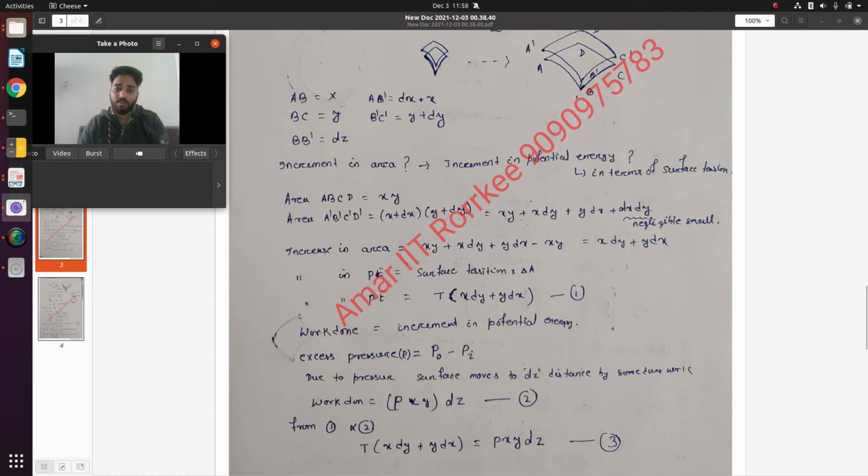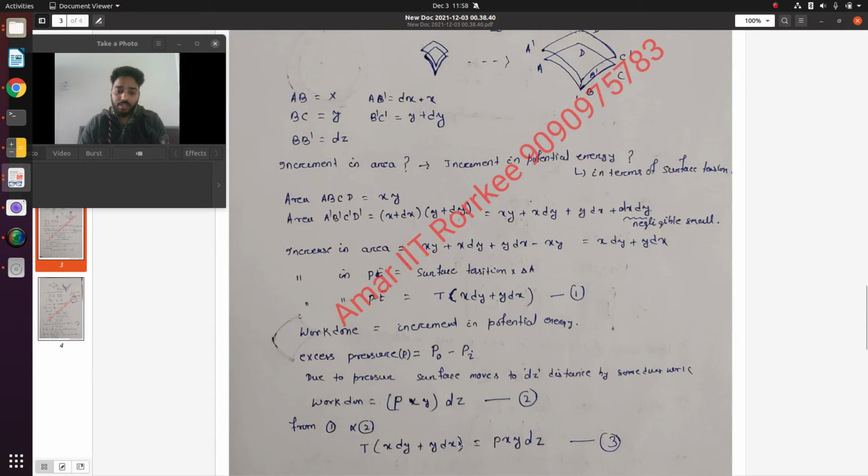This is equation 2. By comparing equation 1 and 2, we can write on the left side T into x dy plus y dx is equal to P xy dz. So this is our equation 3. The next step is that we will replace this dy and dx in equation 3.